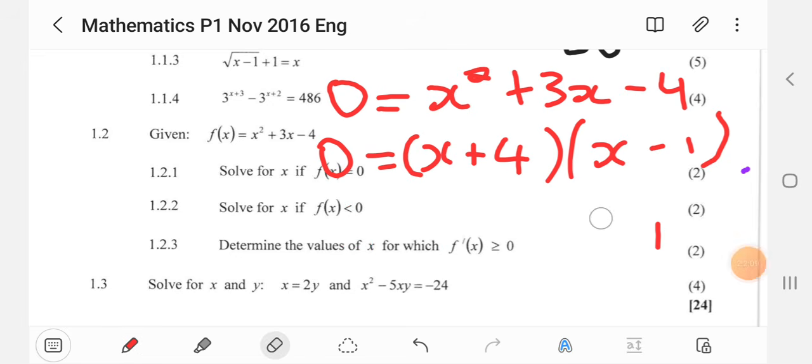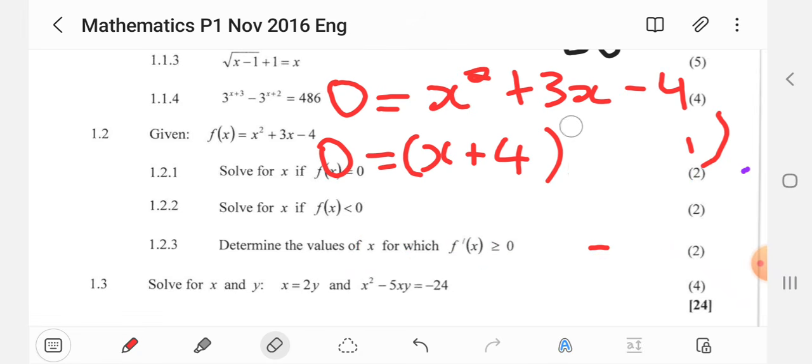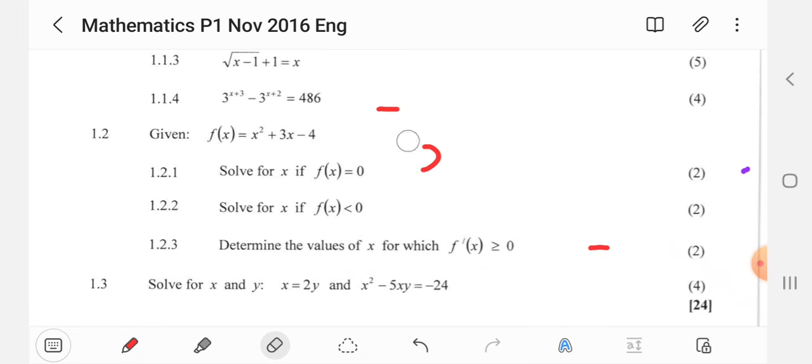You can use a quadratic equation where you'll get that x equals negative 4 and x equals 1. So you just change the sign. The 4 becomes positive, it's plus 4. And then this becomes negative in the brackets. And that is how you do it. So we have solved for x for 1.2.1.